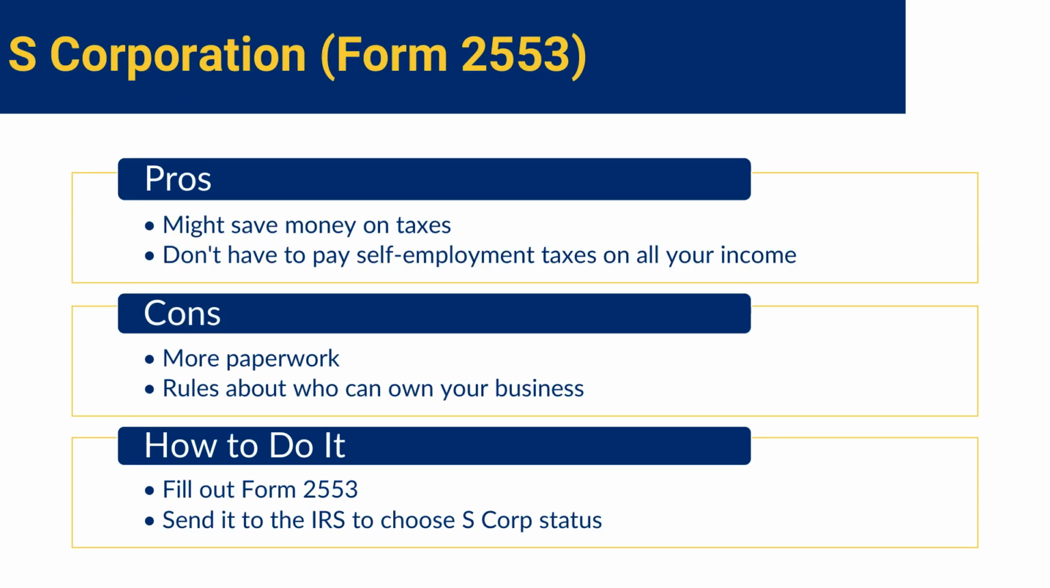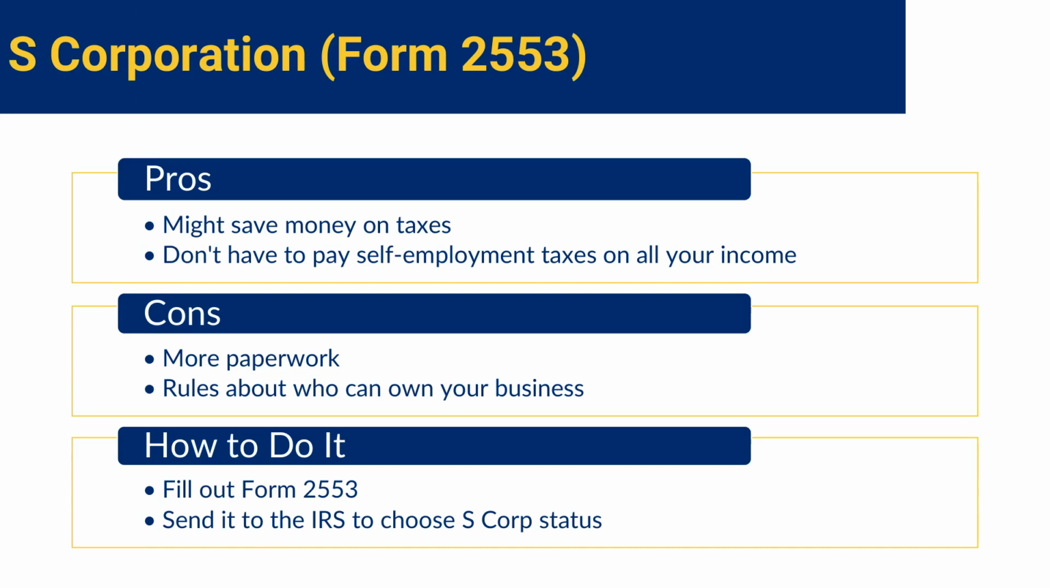Opting for S corporation status can be beneficial if your LLC generates significant profits and you're looking to minimize self-employment taxes. By filing Form 2553 with the IRS, your LLC can be treated as an S corporation for tax purposes. This election allows for potential tax savings since only the salary portion of the income is subject to self-employment taxes, while the remaining profits can be distributed as dividends. However, S corporation status comes with eligibility requirements, such as limitations on the number and type of shareholders, and entails additional administrative responsibilities like holding regular shareholder meetings and maintaining corporate records.